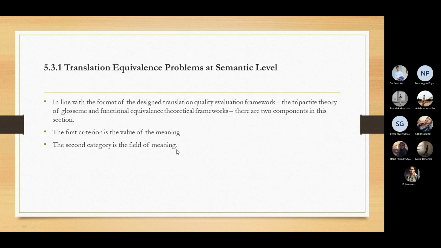Moving to another part, translation equivalence problems at the semantic level. There was also a description of the translation equivalence problem at the semantic level, and in line with the format of the designed translation quality evaluation framework, the tripartite theory of the classroom and functional equivalence theoretical frameworks basically divide this section into two main components. The first was the criteria as the value of meaning, and the second is the category in the field of meaning.